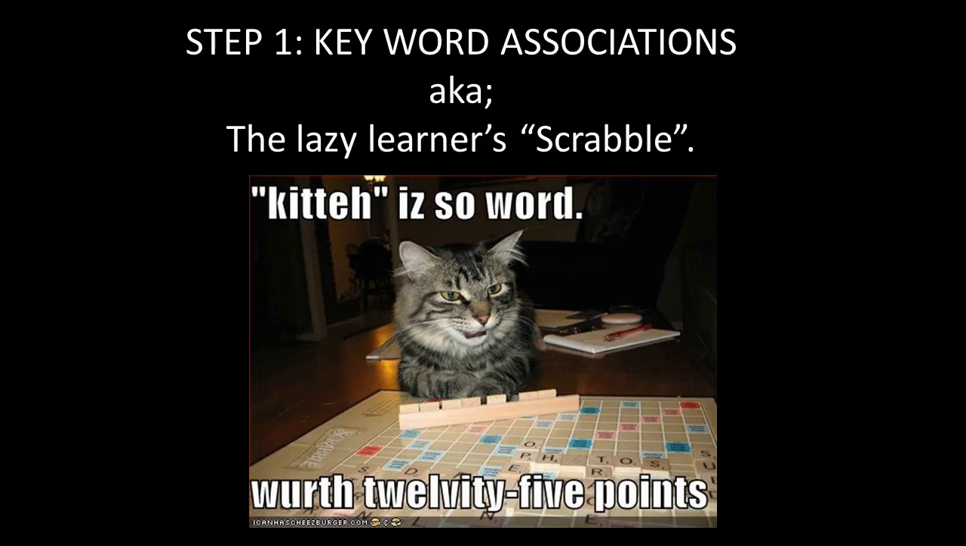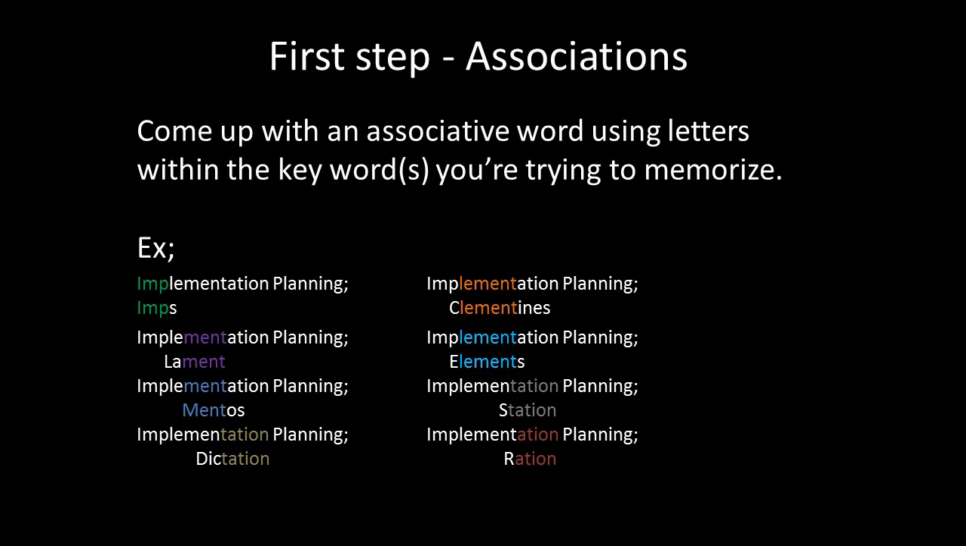Let me explain. The first step is to make keyword associations. Think of it as the lazy learner's Scrabble. Try to find words within words. Generally speaking, the longer a word is, the easier it is to find an association. There's almost always a word or picture you can use though.